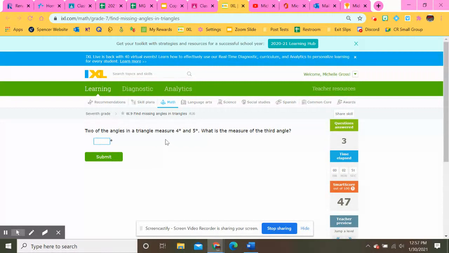And this one, same thing. Ooh, tiny ones there, 4 and 5 degrees. And so this is going to be a crazy obtuse angle. So you're going to do 180, and you're going to subtract 4 and 5 degrees. So you're going to subtract 9 degrees. And so that obtuse angle would be 171 degrees.